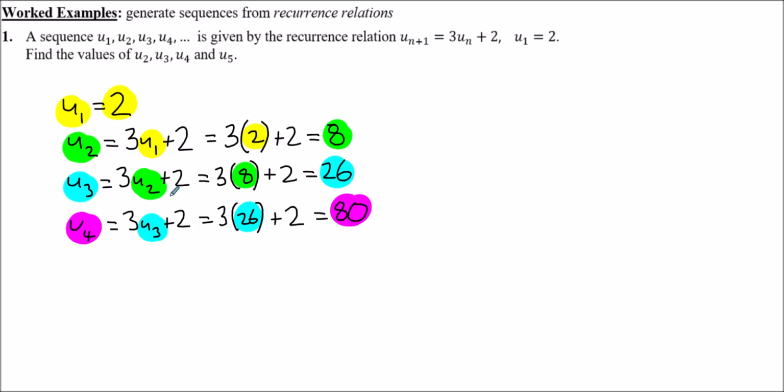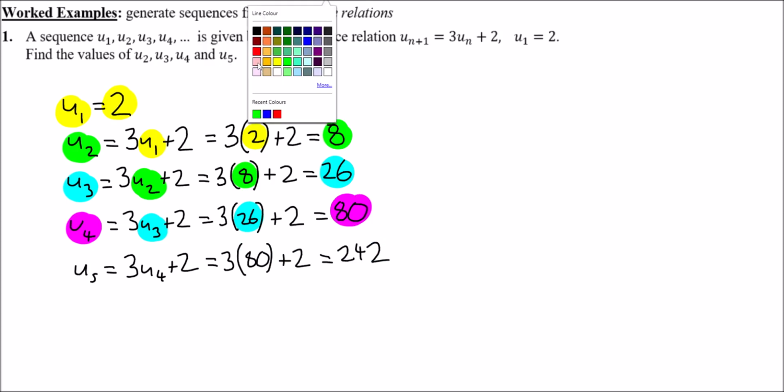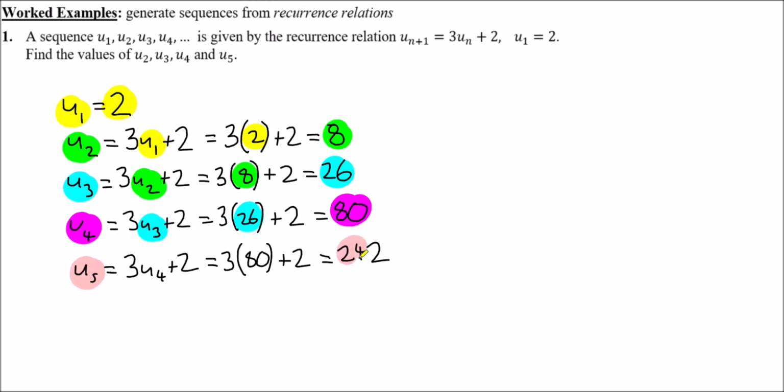And finally, u5 is 3 lots of u4 plus 2. So it's going to be 3 lots of 80, because u4 was 80, plus 2. 3 times 80 is 240, plus 2, that gives us 242. So we've now calculated what u5 is. u5 is 242, and that was based off u4 being 80. So it just builds and builds and builds, and as you can see here, there is a clear pattern in terms of these numbers.